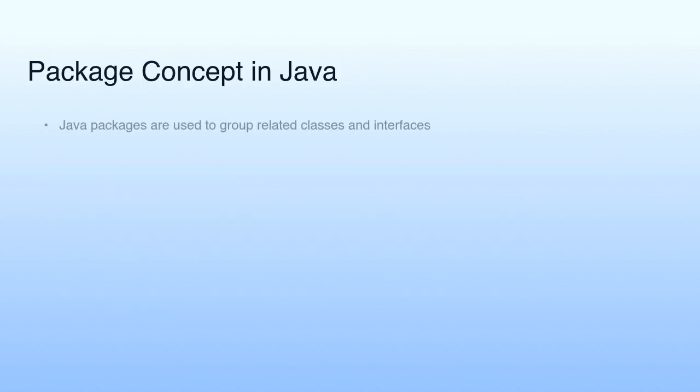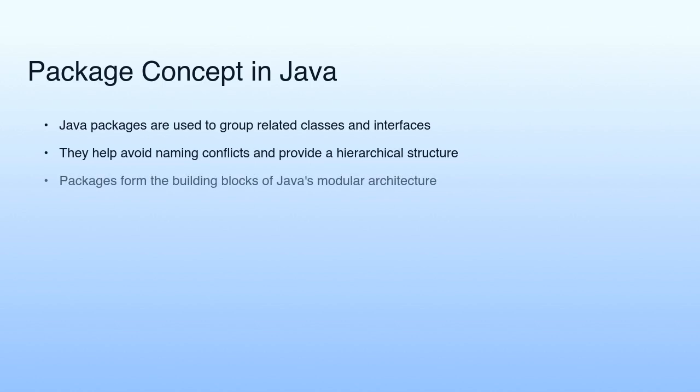Java packages are used to group related classes and interfaces, providing a hierarchical structure and helping to avoid naming conflicts. Classes with the same name can coexist if they are in different packages, resolving naming ambiguities.